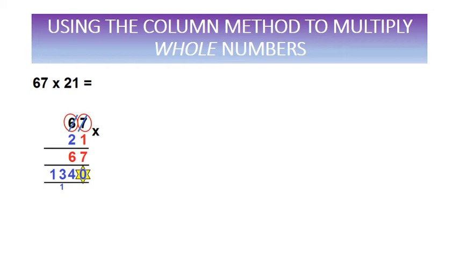So now I've got 2 answers. I've got 67 and I've got 1,340. So I need to combine those together to make my final answer. So I need to add those 2 together. So I add my units, my tens, my hundreds, and my thousand. So my final answer is 1,407.